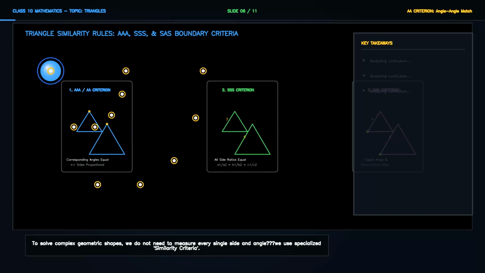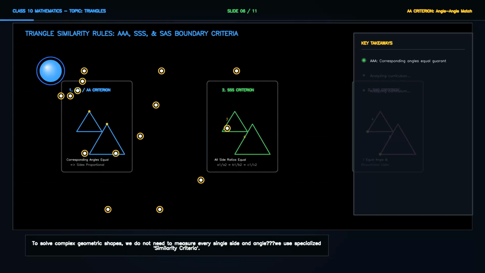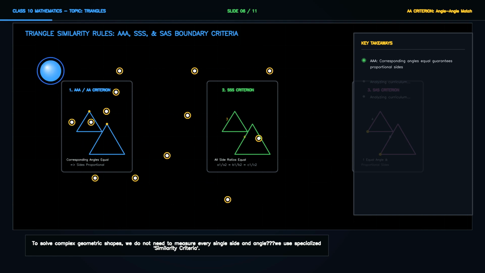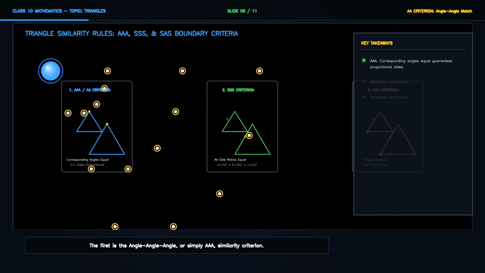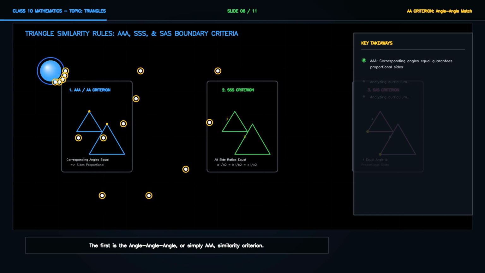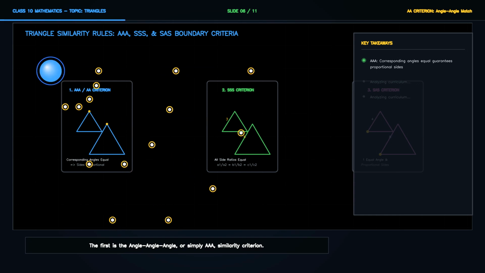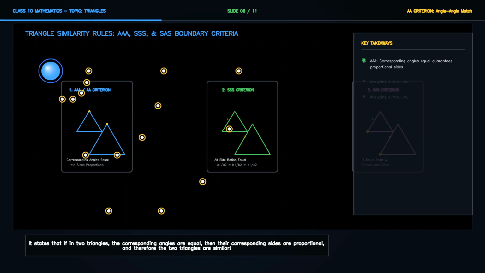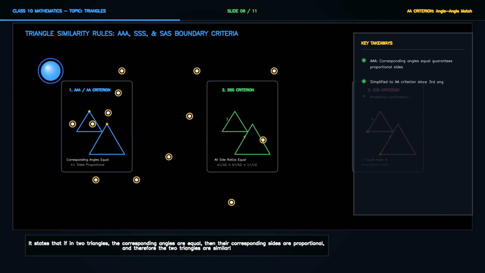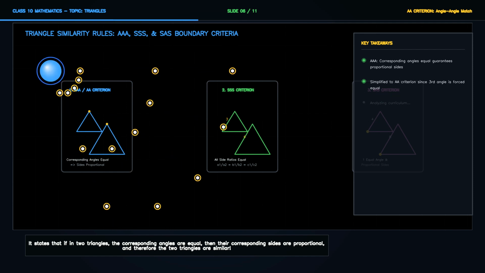To solve complex geometric shapes, we do not need to measure every single side and angle. We use specialized similarity criteria. The first is the angle-angle-angle, or simply AAA, similarity criterion. It states that if in two triangles, the corresponding angles are equal, then their corresponding sides are proportional, and therefore the two triangles are similar.